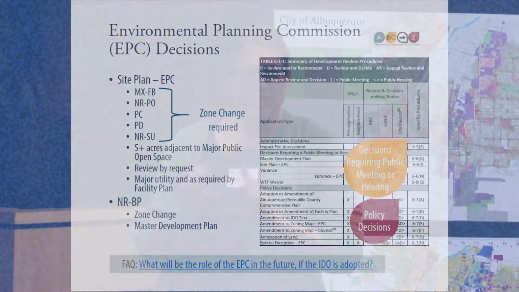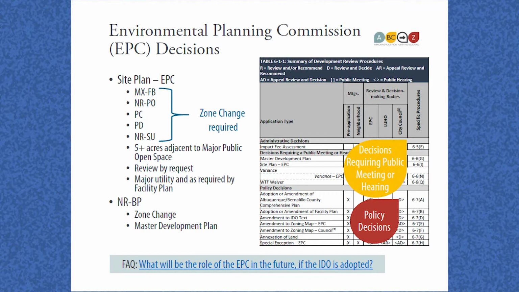I already mentioned that any property next to major public open space that's 5 acres or greater has to go to the Planning Commission for a site plan before anything else happens on that site, to make sure that you're maximizing your opportunities to be a good, compatible neighbor to that major public open space, and that you're doing everything you can to minimize the impact of your development on that public resource that we need to keep pristine in perpetuity.